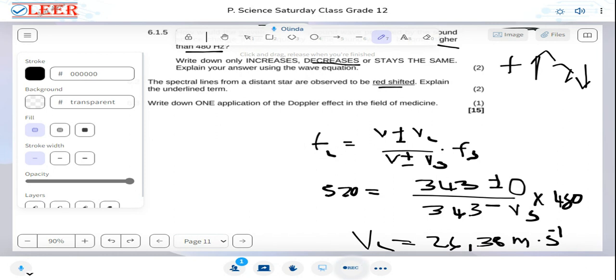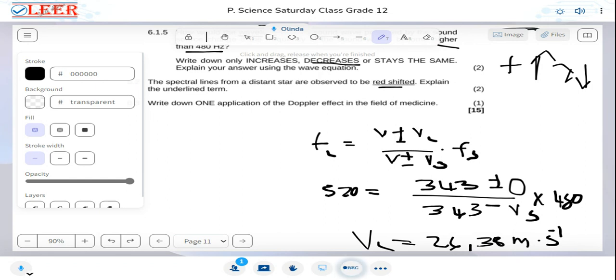Different shifts indicate different things. So in this case we're looking for red shifted: light from a star shifted towards longer wavelength, towards the red end of the spectrum, which indicates that the star is moving away from the earth.